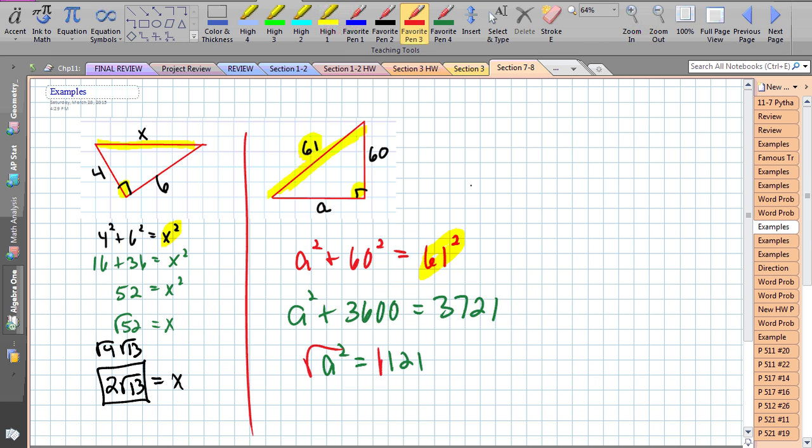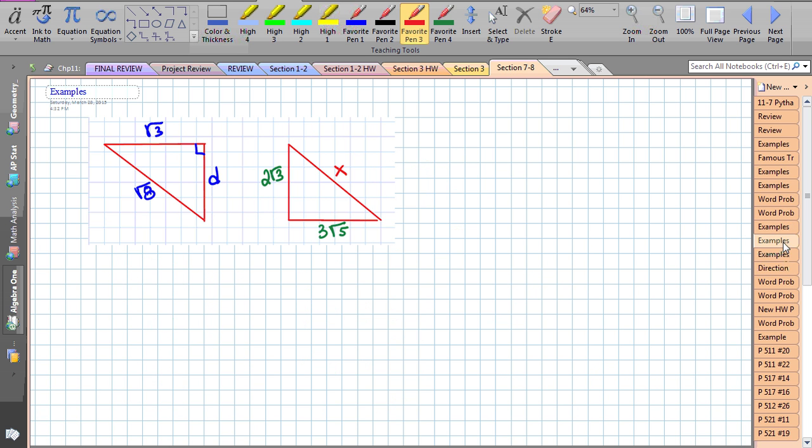So I square root both sides. Don't forget to do plus and minus, and it's plus and minus 11. But in the context of this problem, we're only using the positive root. This turns out to be a nice number here. So this is a Pythagorean triple on the right. The one on the left is not a Pythagorean triple. Let's do a few more.